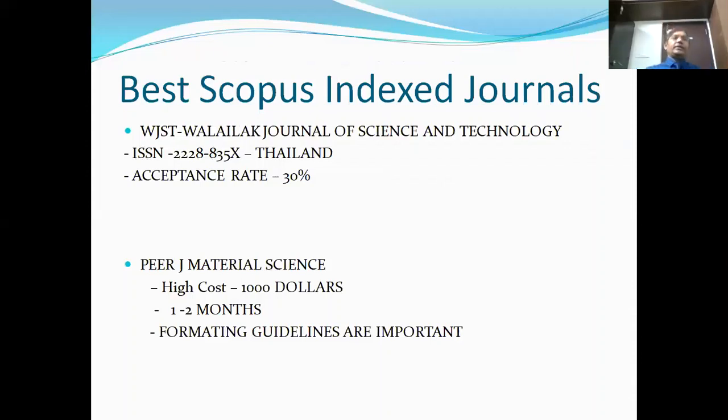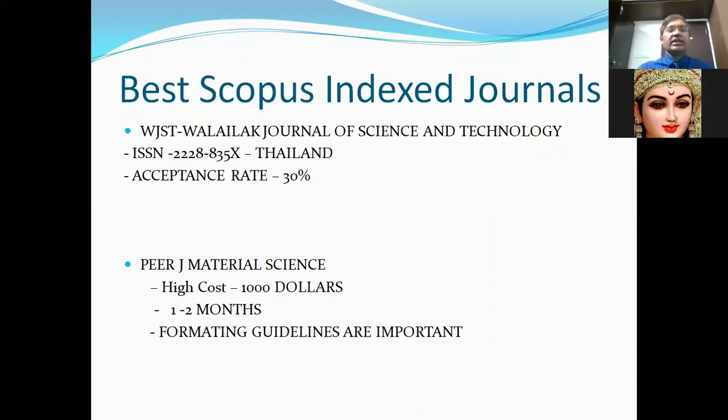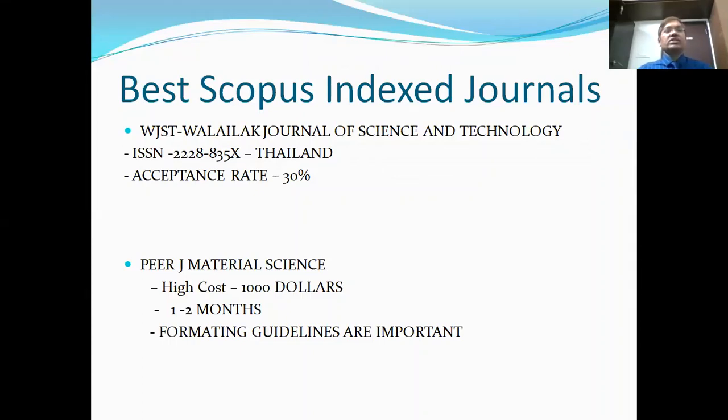And there is one more journal, WJST. It's a Thailand-based journal, Walailak Journal of Science and Technology. Acceptance rate is 30%, and you can publish in WJST as well. And there is one more, PJ Material Science. It's a very high cost. It takes somewhere around $1,000. Right now it is 75 rupees to a dollar, roughly, so it goes for 75,000 to publish in this journal, but the duration is just 1 to 2 months. I don't think people in the academic fraternity are so rich that they can afford 75,000 rupees. If quality is good, they should not take this money. My sincere suggestion, but they're charging this type of money.